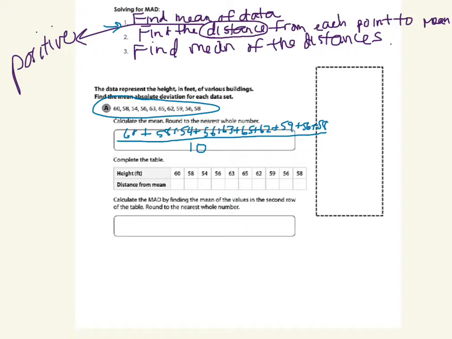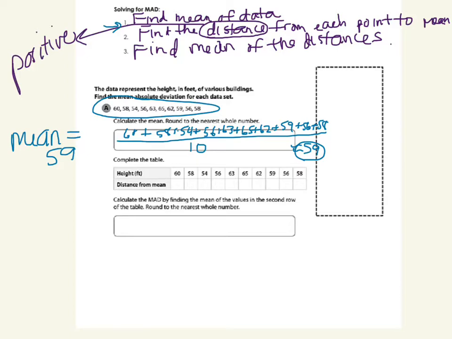And what I'll get, if I could fit it on this side, is about 59. And I'm just going to have that as a whole number, so I'm going to round that to the nearest whole number. I get 59. So that's my mean. That's my first step. That's my mean of all my data. So I have the mean is 59.